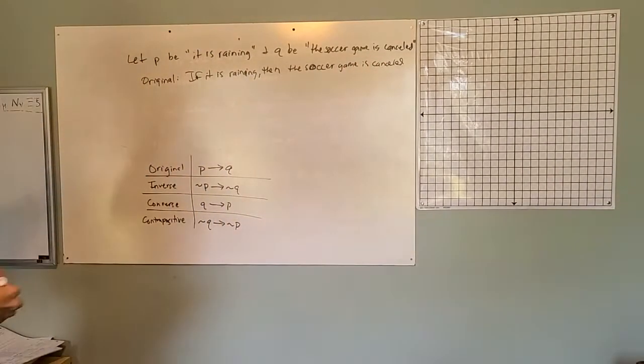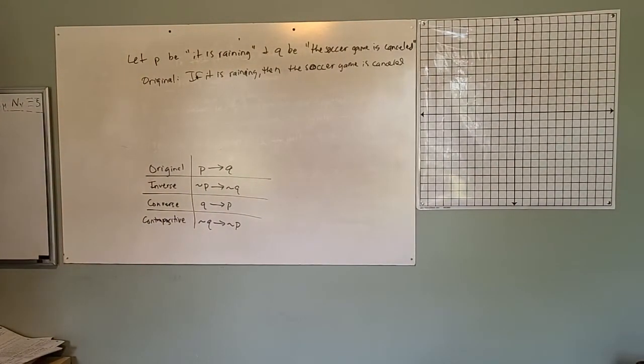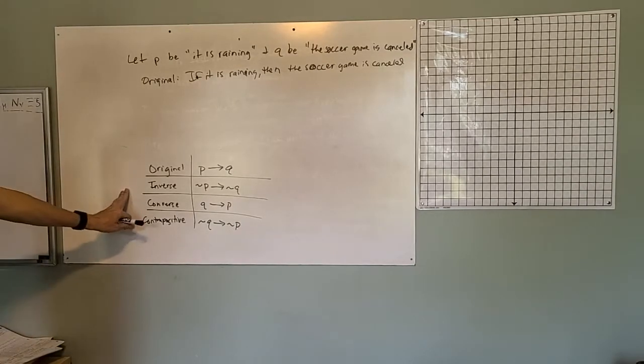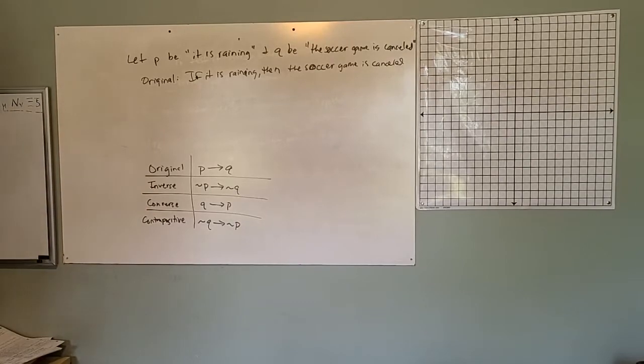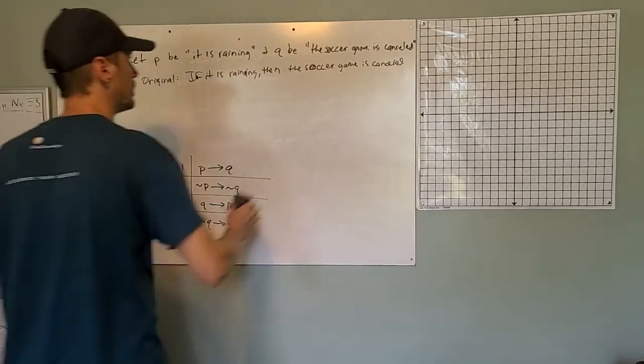For time's sake, I'm not going to write the rest down, but let's talk through those real quick. For the inverse, we negate the P and we negate the Q. So we would say, if it is not raining, then the soccer game will not be canceled. Exactly. And then the converse: if the soccer game is canceled, then it is raining. That's right. And finally the contrapositive: if the soccer game is not canceled, then it is not raining. You see how the shorthand will help you? It's easy to write down on the card, and as long as you understand what P and Q represent, it's really easy to build those.